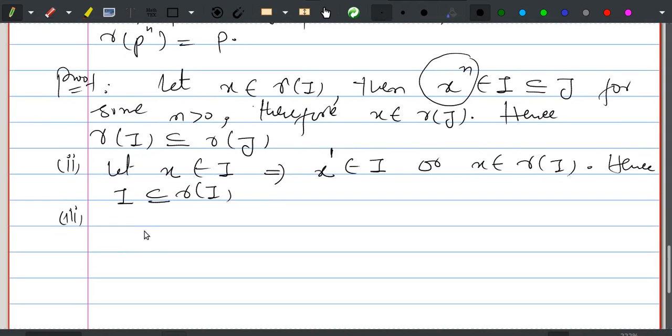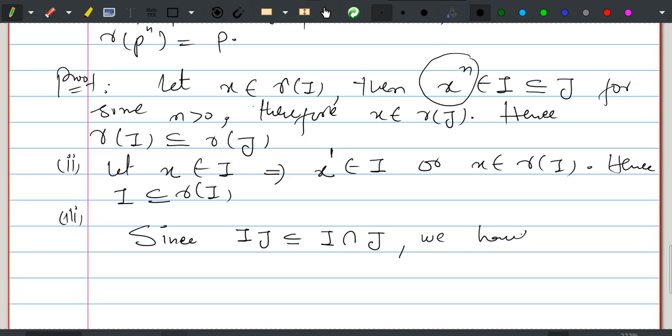Now since the product of ideals, since I times J is contained in the intersection I ∩ J, we have the radical of IJ is contained in the radical of I ∩ J. So this follows from item first.